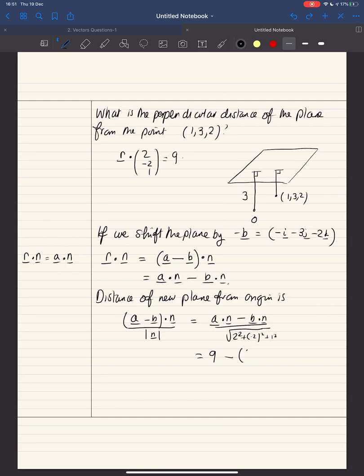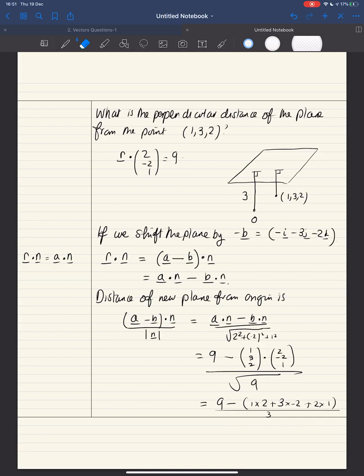What I've done here is I've used the minus, but I've put it outside there. So in here I've got to put positive ones again. So (1, 3, 2) dotted with (2, -2, 1), over the square root of 4 plus 4 plus 1, which is 9. So this is 9 minus (1 times 2, plus 3 times minus 2, plus 2 times 1), all divided by the square root of 9, which is 3.